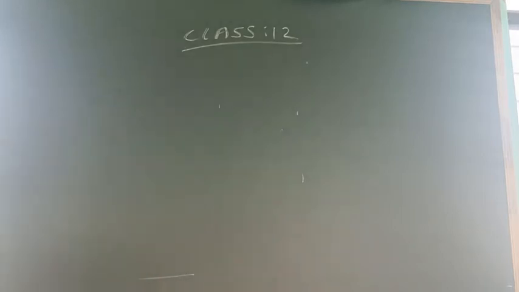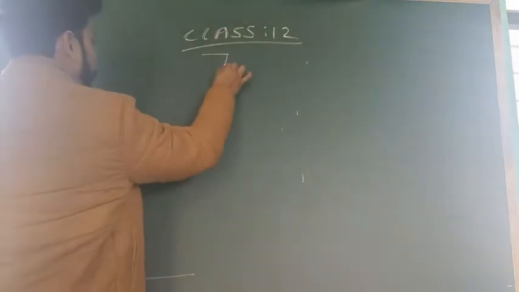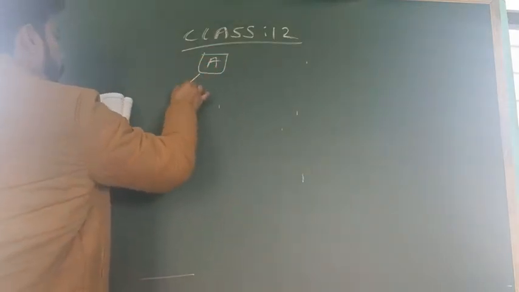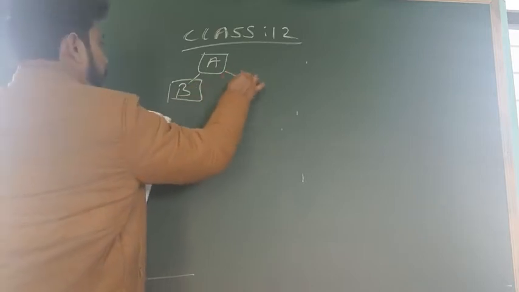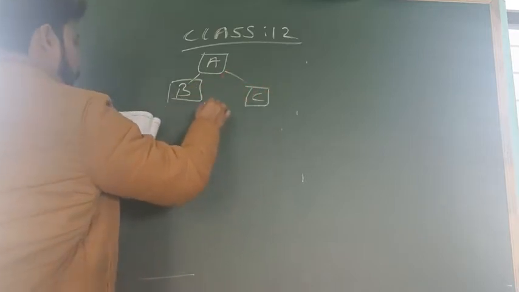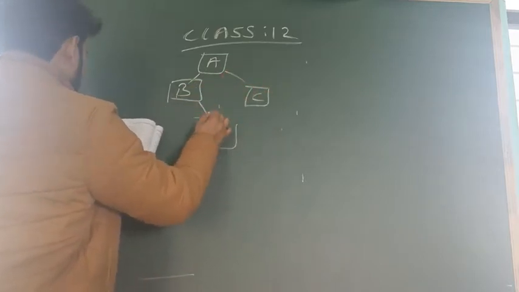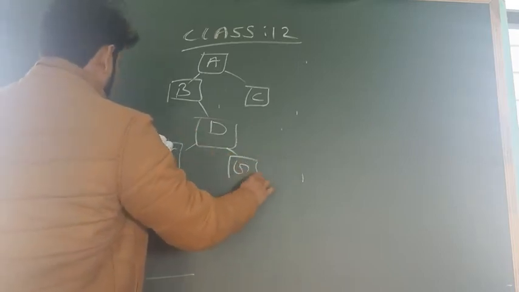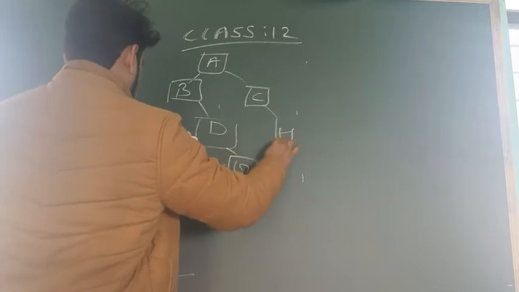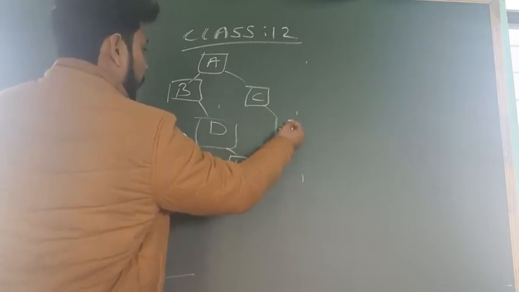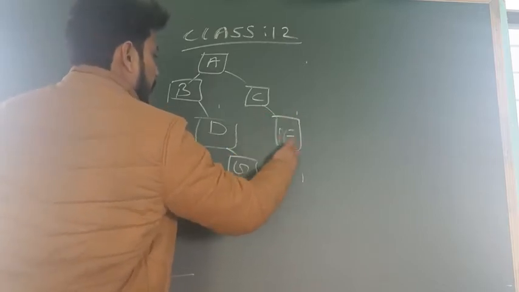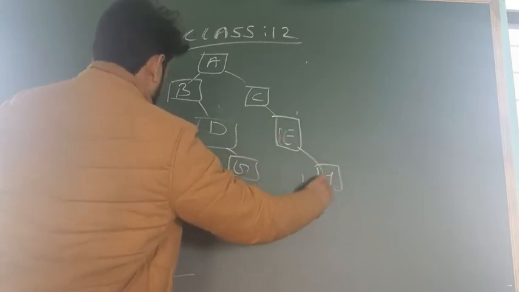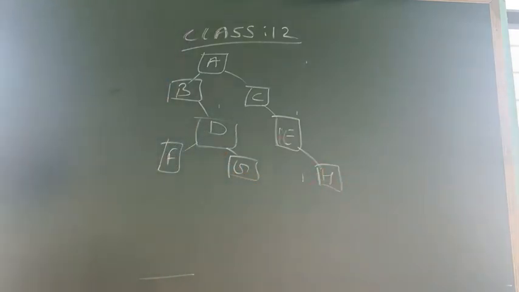So there is one question of our tree: A, B, C, D, F, G, H. After C there is an E, and then the H. So first question is, name the parent of node E.